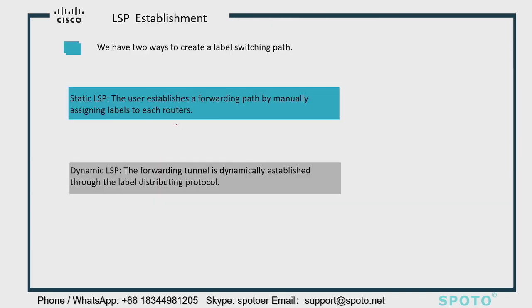Okay, so next we have two ways to create a label switching path, just like the routing table. For the routing table we have the static routing table, and we also have the dynamic routing protocol. For the static routing protocol, we just use the command ip route-static to configure the destination IP address and the next hop or the outgoing interface. So this is the static routing protocol.